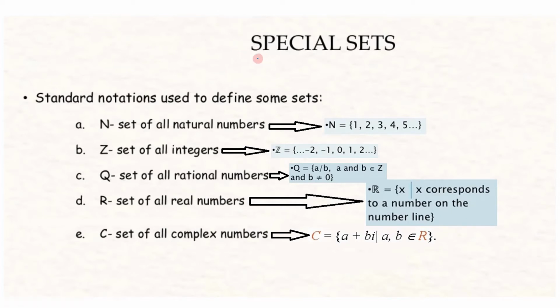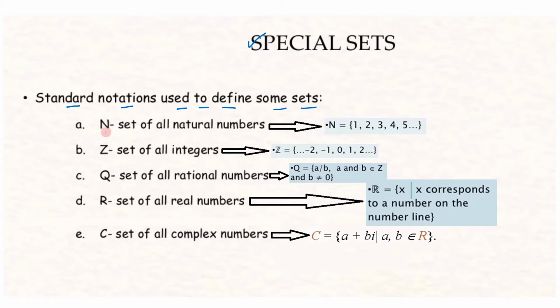So today in this video we are going to understand a little bit more about sets, or you can say set theory. So here we are going to discuss some types of sets. The first type is special sets. So what are special sets? Here we are going to understand standard notations used to define some sets.